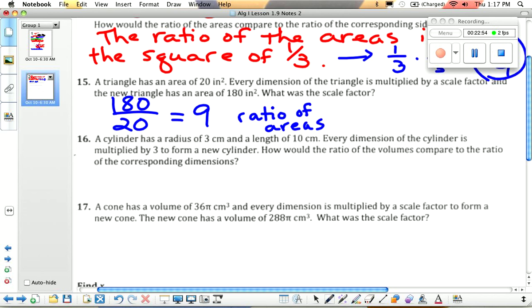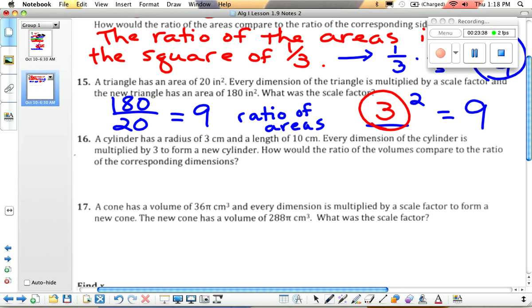Is that the scale factor then? No. Because is the scale factor the same as the ratio of areas? Or maybe it should be said this way, is the ratio of the areas the same as the scale factor? No. What is it? The ratio of the areas is the square of the scale factor, so we need to know what squared equals 9. 3. The scale factor is 3. The sides were tripled. And the area got 9 times bigger when that happened.